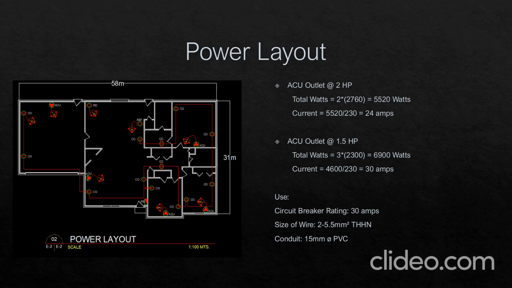The circuit breaker rating I used is 30 amps. The size of wire is 2 to 5.5 mm squared thermoplastic high heat resistant nylon. Conduit is 15 mm diameter PVC.